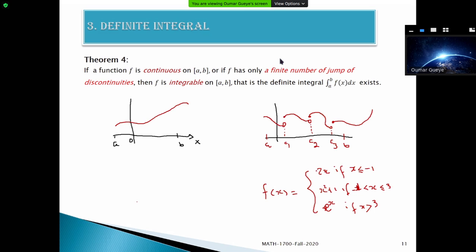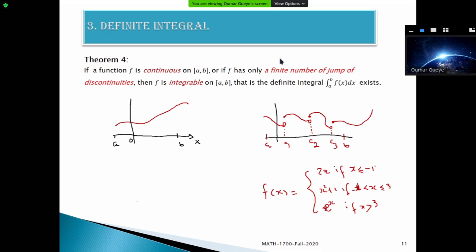Okay, so when x is less than -1, this is just a linear function, it's always continuous. When x is between -1 and 3, this is a quadratic function, which is always continuous, because you guys know a polynomial function is always continuous. And when x is greater than 3, you get an exponential function, and an exponential function is always continuous. It means if these three conditions are satisfied, your function is going to be continuous.